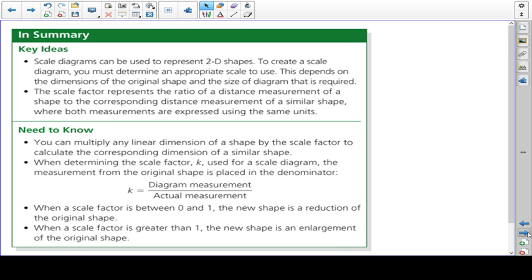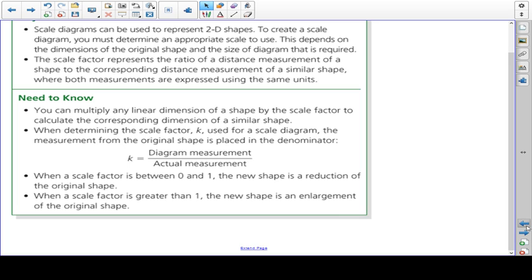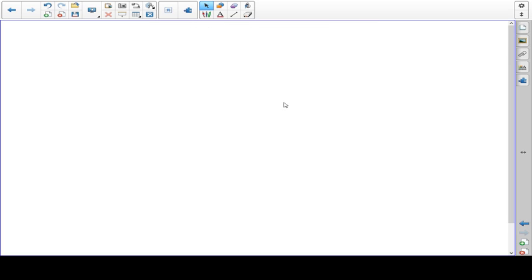So for homework, just do the questions that follow in section 8.3. I don't know exactly how many of them there are, but work through them, and they'll get you ready for Monday.